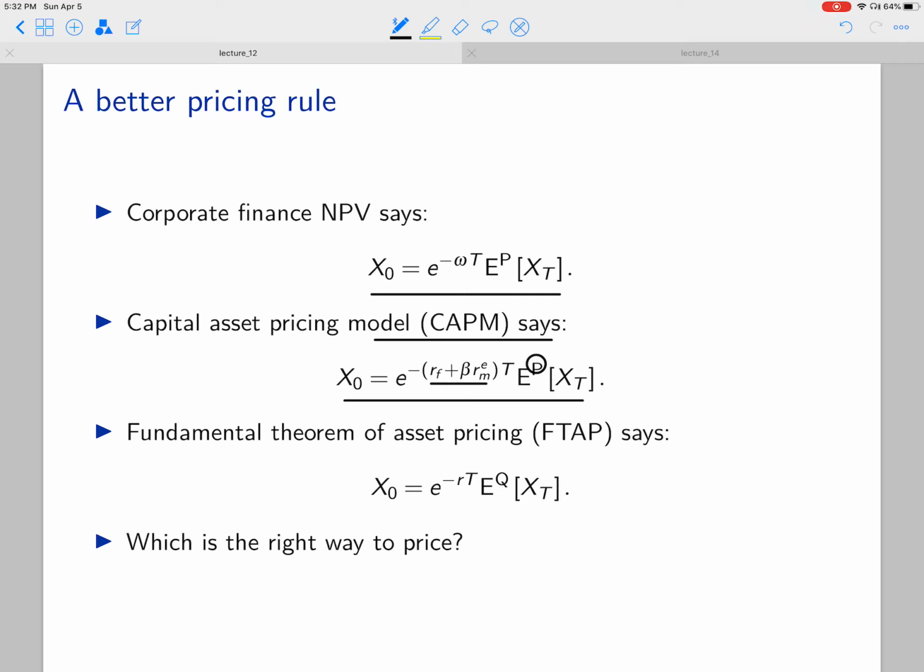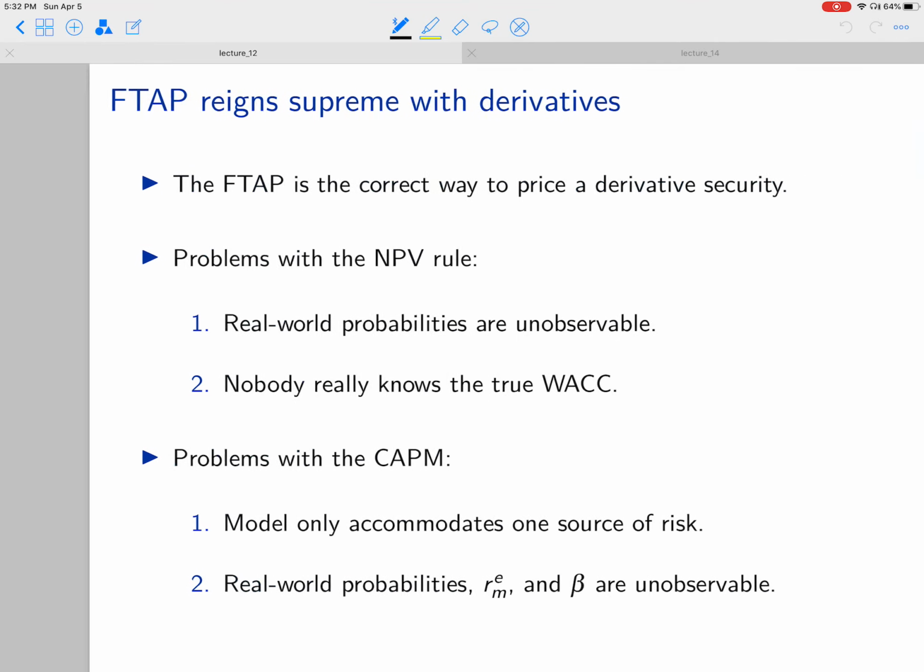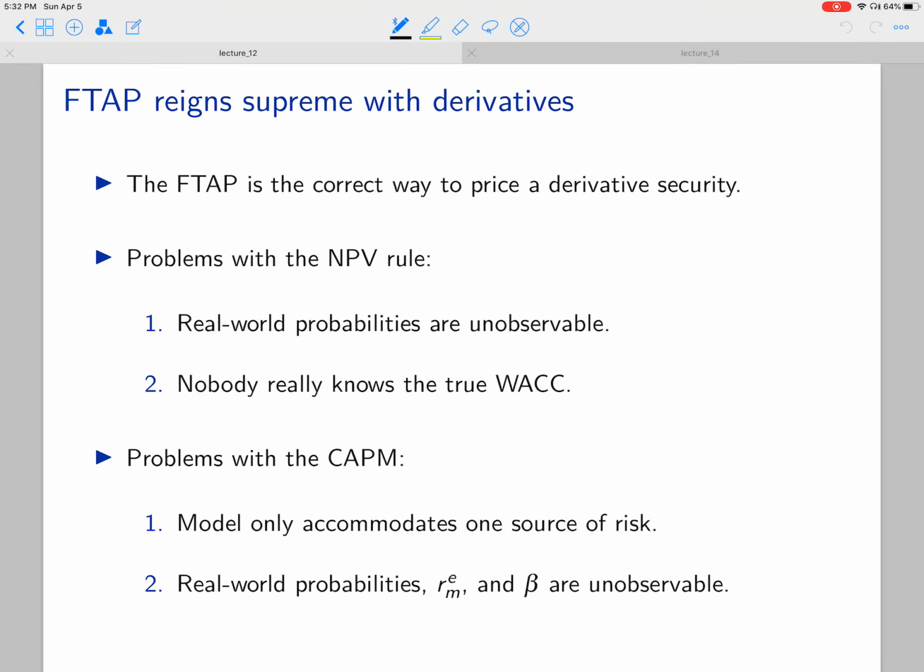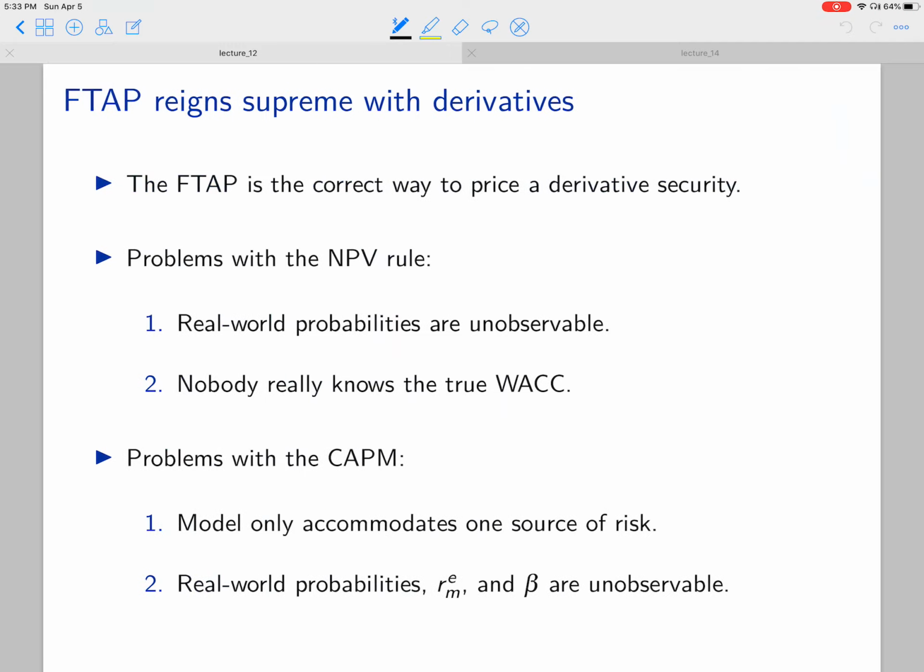For derivatives, the FTAP always reigns supreme. And the FTAP should always be used instead of the NPV rule and the CAPM. There are a couple of reasons why you should use the FTAP instead of these rules. In general, for pricing derivatives, the corporate finance NPV rule will be wrong, and so will the CAPM. One of the main reasons why you should use the FTAP is that the inputs are observable and the prices by construction will not admit arbitrage. Both the NPV rule and the CAPM will be limited in one of these respects.